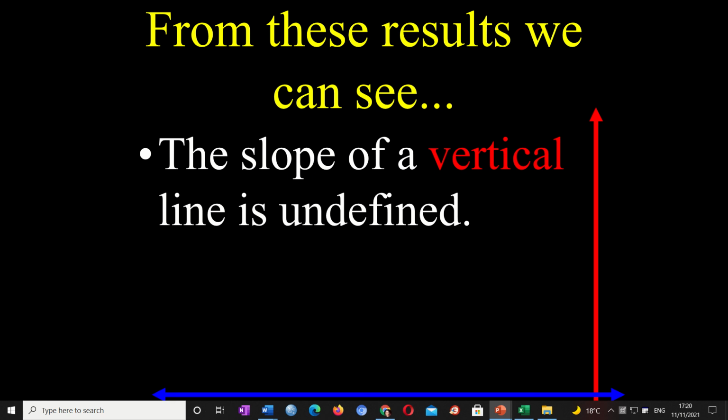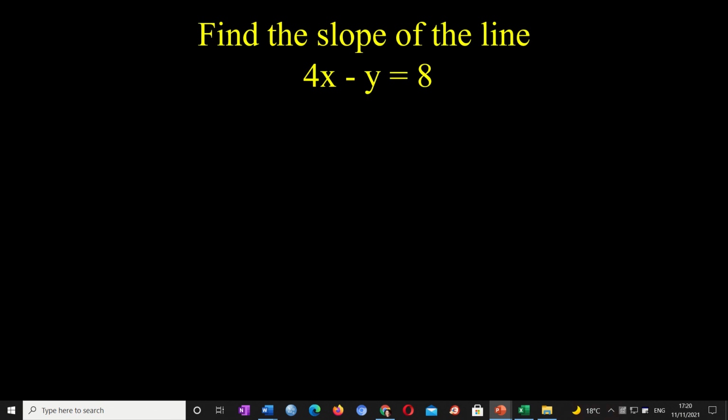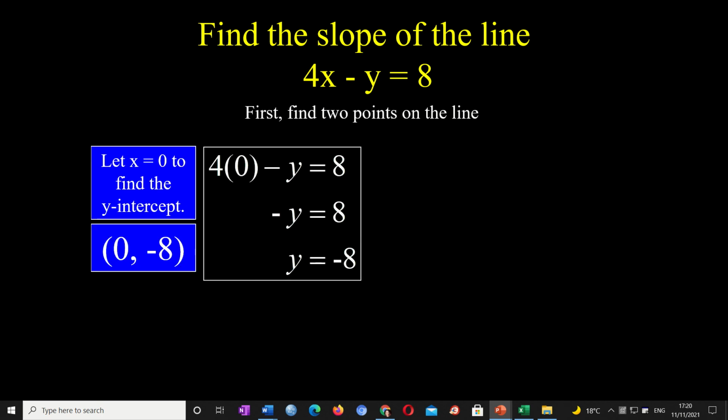Yes, from these results, what do we see? We can see that the slope of a vertical line is undefined. The slope of a horizontal line is 0. Yes, how can we find the slope of this line? Look here. We can have 2 points. I'm going to show you 2 ways, okay? Don't calculate it yourself. One way is long and one way is short. First of all, I'm going to do the long way, then show you the shorter way, okay?